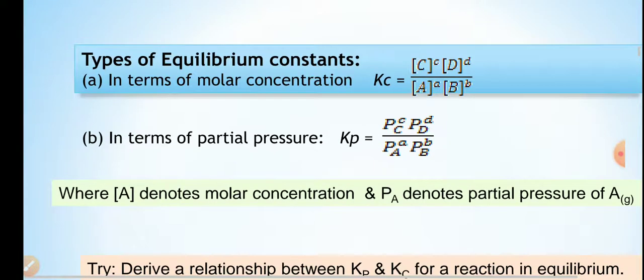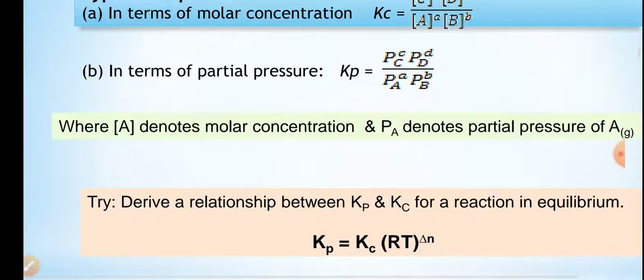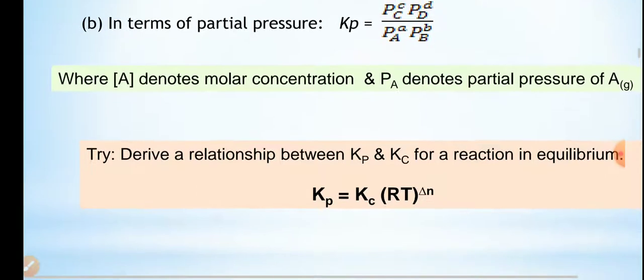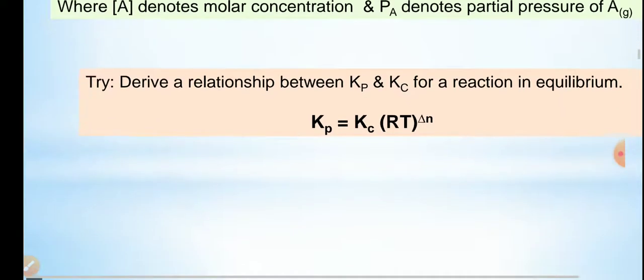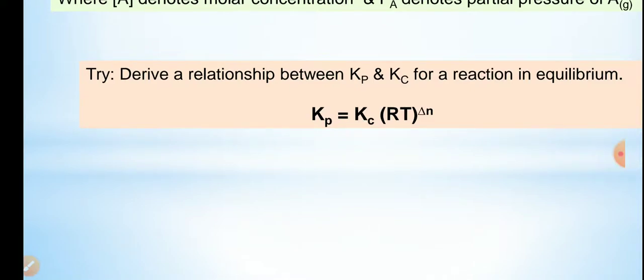There are different types of chemical reactions. If it is in solution, then it will be expressed in concentration, that is molar concentration. And if it is in the gaseous state, then we consider the partial pressure, that is Kp. Here Pa represents the partial pressure, and there will be a relation: Kp, the equilibrium constant in the gaseous state, is equal to Kc, the constant in solution, times RT to the power delta n.